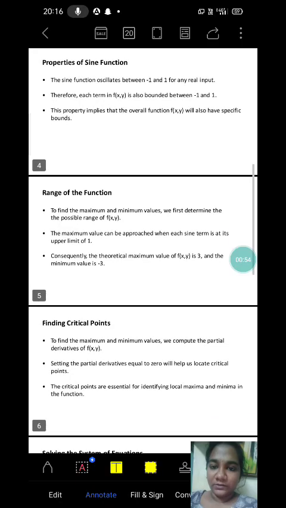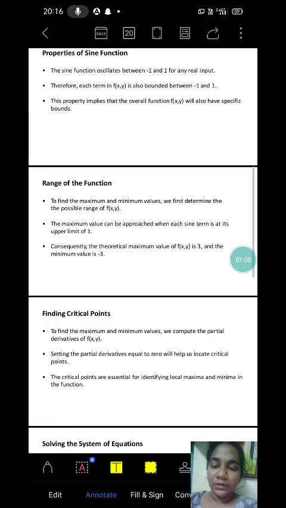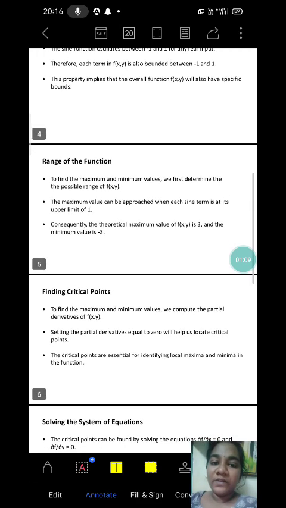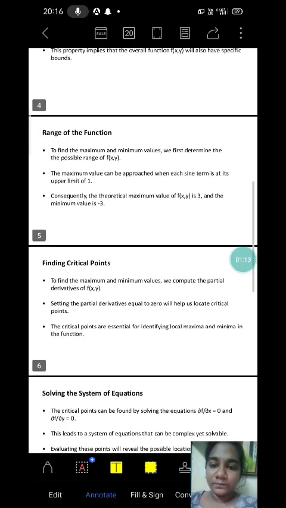Properties of sine function. The sine function oscillates between -1 and 1 for any real input. Therefore, each term in f of x comma y is bounded between -1 and 1. This property implies that the overall function f of x comma y will also have specific bounds.